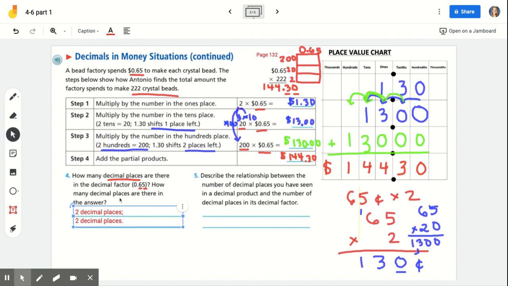All right, do you have that for number 4? And then number 5 says, describe the relationship between the number of decimal places you have seen in a decimal product and the number of decimal places in its decimal factor. So that is a lot of multiplication academic vocabulary. Let me break it down for you. We know that a factor times a factor gives us what? A product.